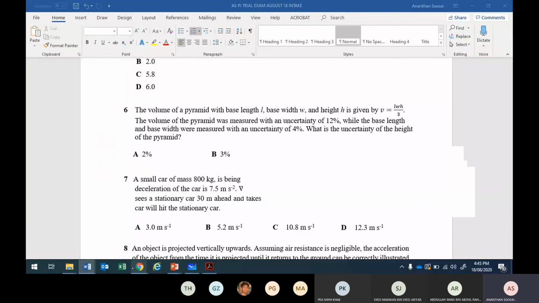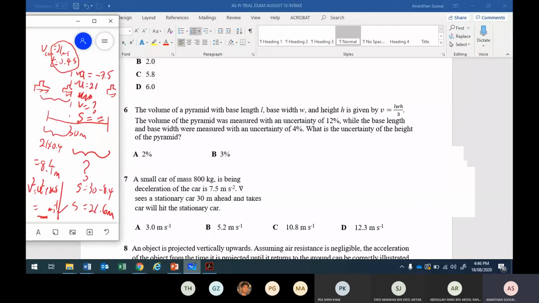So guys, get the idea? What's the answer you got? Anyone? Is it A, 3 meter per second? Are you using this working? Did you find the distance first, 8.4 meter, then minus, you got 21.6? Oh, I use another working. What's your working? I find the time before it hit the car, and then I minus off the reaction time, and then I use the time to find the final velocity.